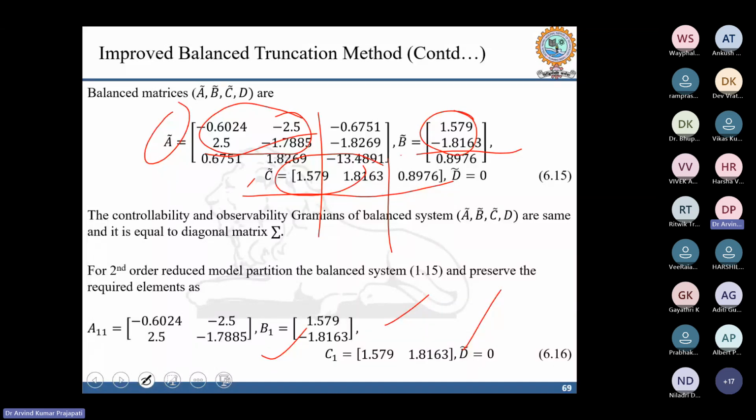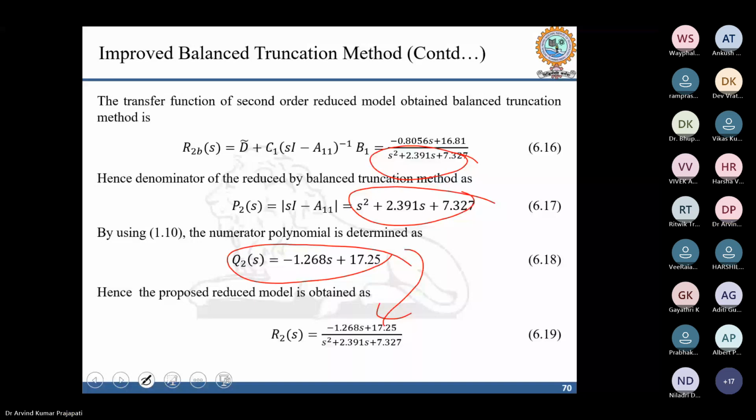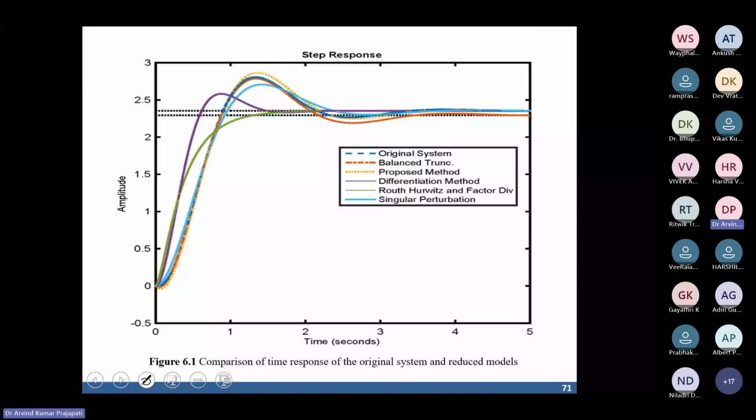So by using this system matrix, you can determine the denominator polynomial. Once you have determined the denominator polynomial, you can calculate the numerator by using the Padé approximation method or any other method. And then you can just write this is the method by which we are getting the reduced order model. And once you have calculated the reduced order model, you can compare your response with the other system's response.